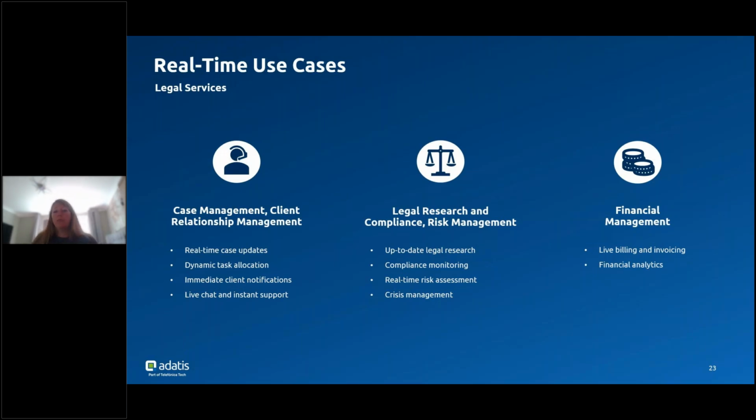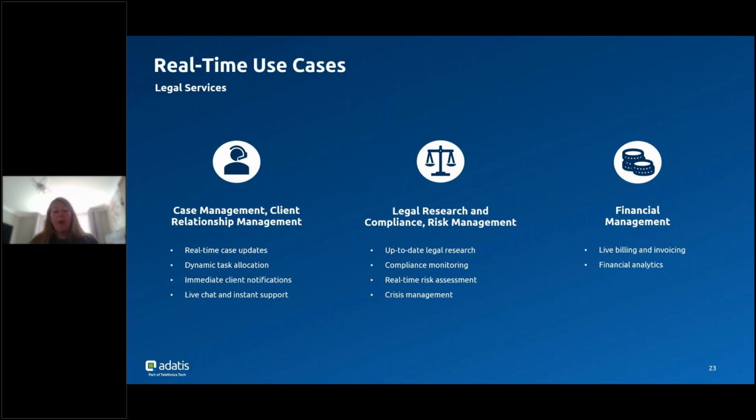When you talk about risk management, you've got your crisis management in situations requiring immediate action, such as urgent client issues. Real-time data enables responses to be quick and effective. Your real-time risk assessments, by continuously monitoring case data, performance, and external factors, changes in law or market conditions, allow for the information to be available immediately and mitigate your risks as quickly as possible.